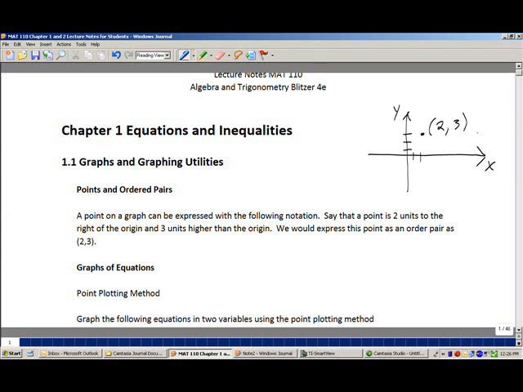Now we could put a point, say, back 3 on the x and down 3 on the y. So this point here would be (-3, -3) as an ordered pair. You may be familiar with this. You've probably seen this before in prior classes, but I just want to introduce what an ordered pair is. The first number is always the x. The second number is always the y.